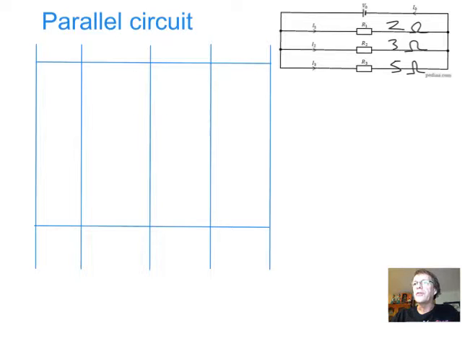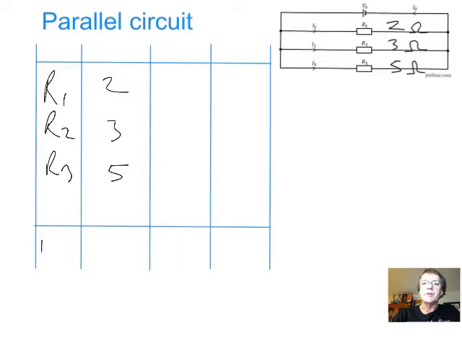Now you could take those 3 resistors and put them in a parallel circuit and again work out the total voltages and currents in each. So again we've got 3 resistors there, R1, R2 and R3, and they've got values of 2 ohms, 3 ohms and 5 ohms. So we can actually work out the total resistance and then the voltage and the current.